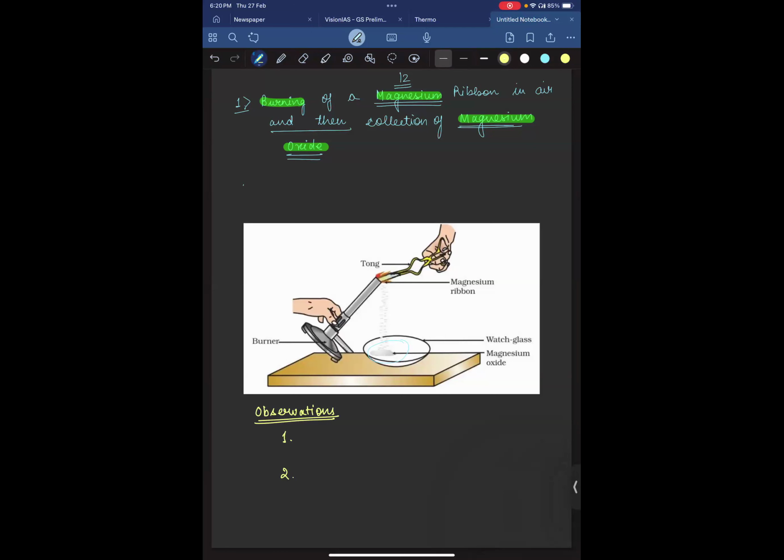Ma'am, magnesium gives out a dazzling white light while burning. Yes. Ma'am, magnesium burns with dazzling light. You must have seen in the video what dazzling light looks like. And then next, what is the product? It leaves a product like magnesium oxide, MgO. Yes, a powdered ash substance called magnesium oxide is formed.